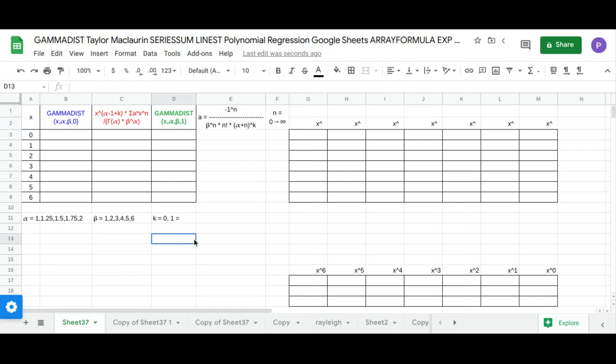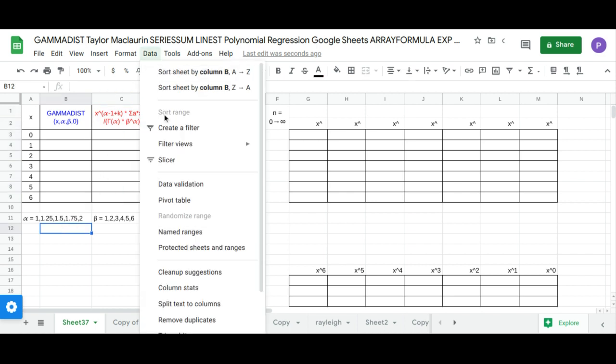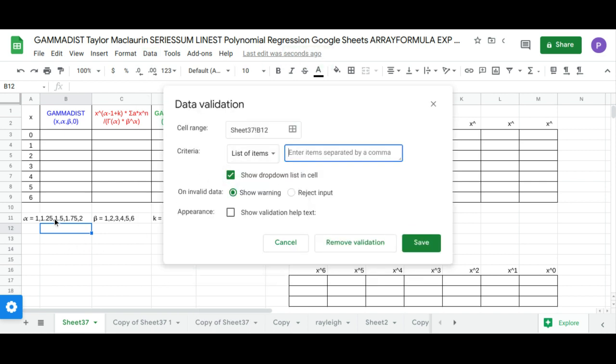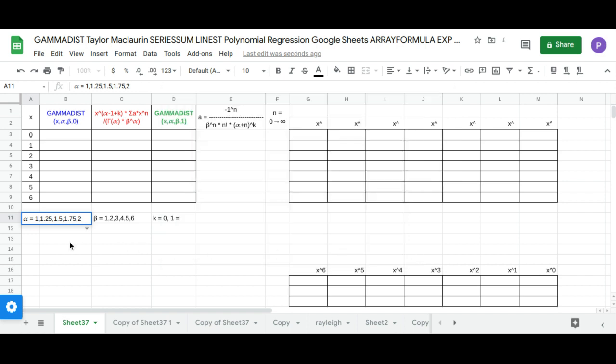In this video, we will generate the GAMMADIST probability density function and cumulative distribution function, and its Taylor Maclaurin series sum for both. Our value for alpha will be from 1 to 2, so data validation, list of items, and this will be from 1 to 2. We'll copy this and paste it here. So our alpha will be from 1 to 2.